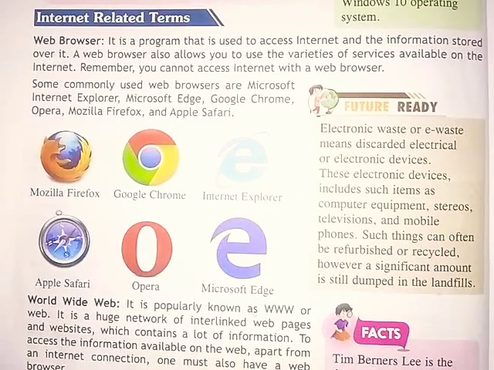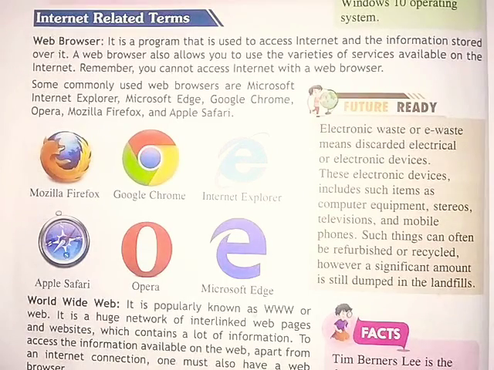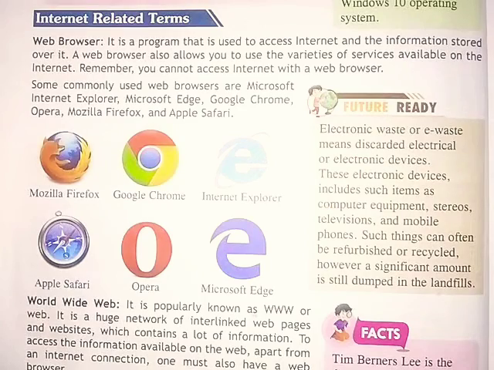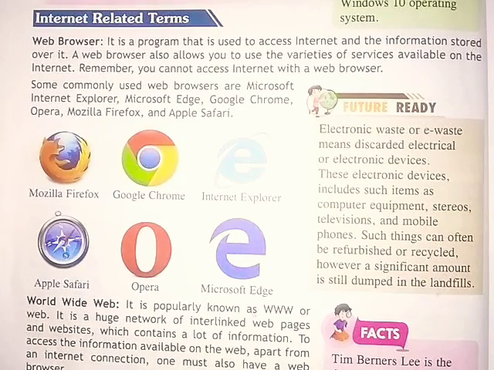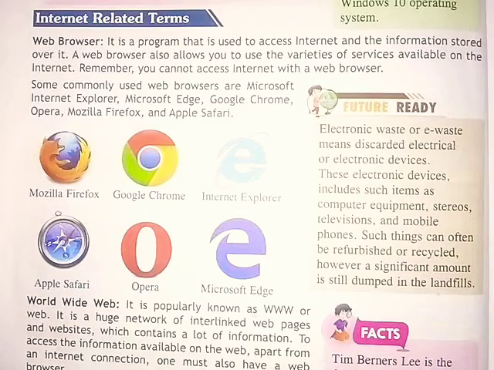Internet-related terms. Web browser. It is a program that is used to access internet and the information stored over it. A web browser also allows you to use the varieties of services available on the internet. Remember, you cannot access internet without a web browser. Some commonly used browsers are Microsoft Edge, Opera, Apple Safari, Google Chrome, Internet Explorer, and Mozilla Firefox.